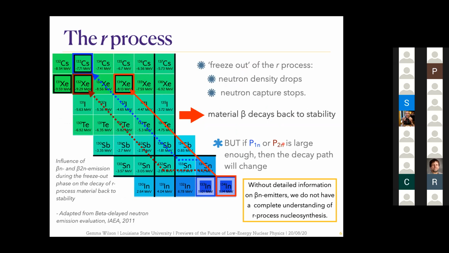However, if the probability of 1 neutron emission or 2 neutron emission is large enough, then the decay path will change. For example, here, rather than populating this A equals 134 stable mass chain, if indium-134 undergoes 1 neutron emission or 2 neutron emission instead, it will populate mass chains 133 and 132. So knowing detailed information about the beta-delayed neutron emitters will help us give a more complete understanding of r process nucleosynthesis, but also the final abundances inside stars. So it's an important decay process for a lot of physics.